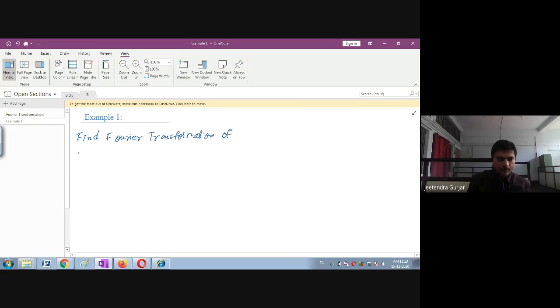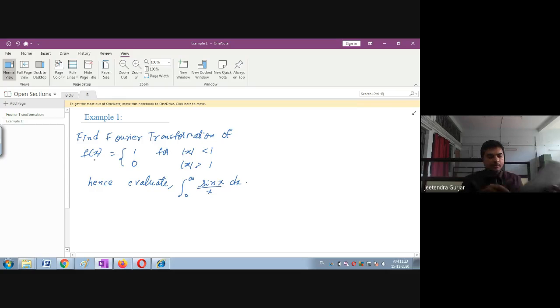of f of x is equal to 1 for mod x less than 1, and 0 for mod x greater than 1. Also, hence evaluate the integration from 0 to infinity of sine x upon x dx. So we are going to solve this example, students.